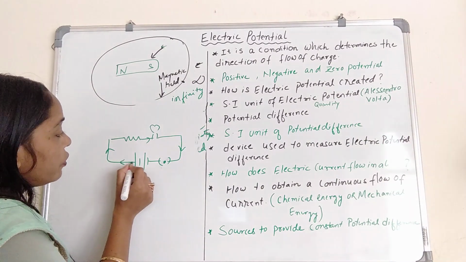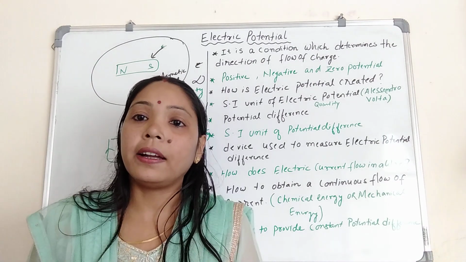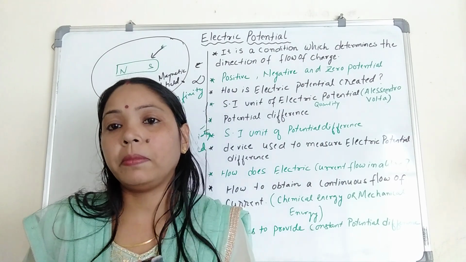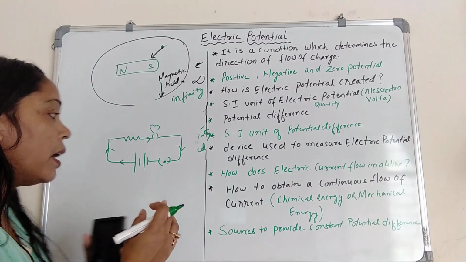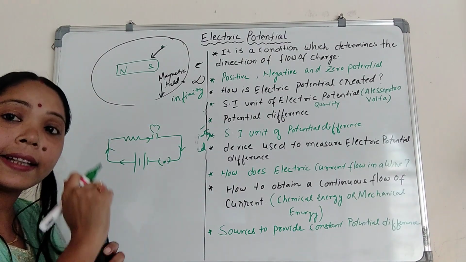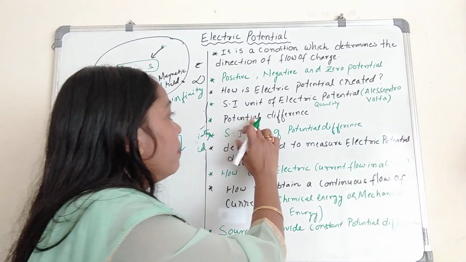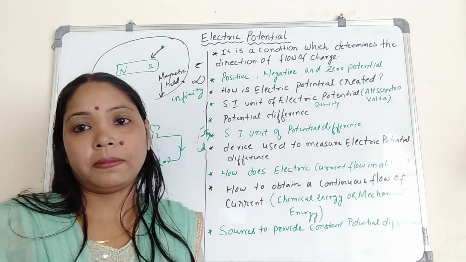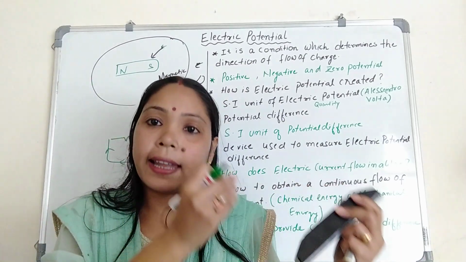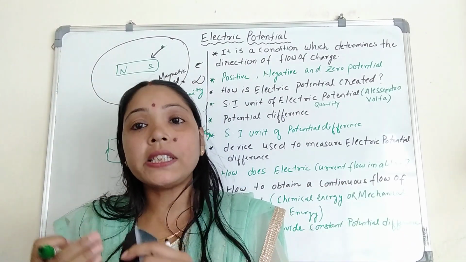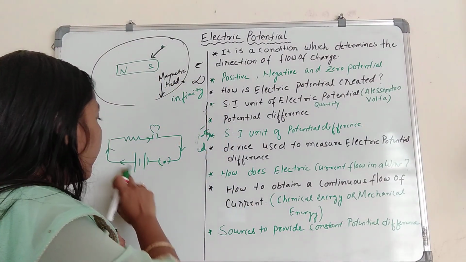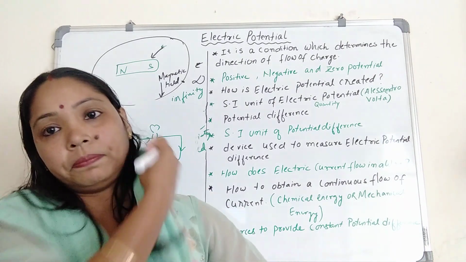Now, for charge to flow from positive to negative, there is again a spend of energy, which means work is done. The amount of work done to bring a unit charge from one point to another point is called electric potential difference. For electric potential, we bring the charge from infinity into the electric field. But for potential difference, we bring the unit charge from one point to another point.